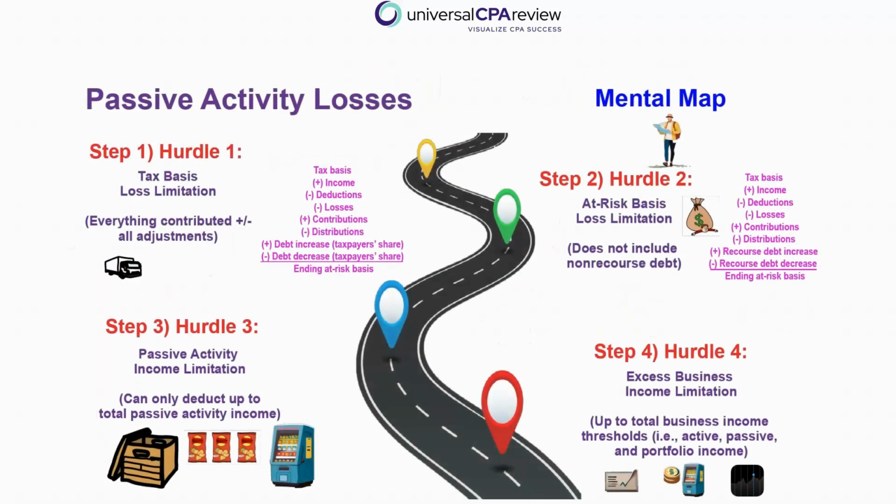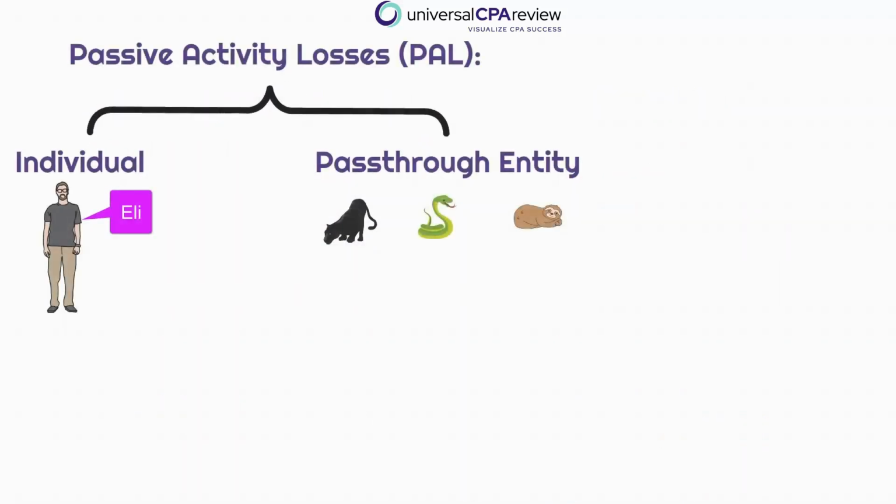Okay, so we have 4 very basic steps to this mental map. In order to take a passive loss deduction on the individual's tax return, they first need to clear 4 hurdles. And those are 4 steps that we need to know in our mental map. The good news is the rules are pretty similar, but there are some caveats that we need to be aware of. Okay, so we have hurdle number 1, which is going to be the taxpayer's tax basis hurdle. Then we have hurdle number 2, which is their at-risk basis. They need to then clear hurdle number 3, which is passive activity loss income, and hurdle number 4, which is excess business income.